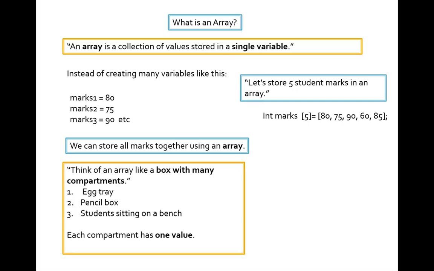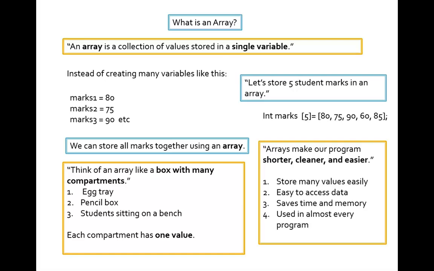So you can imagine an array like a box with many compartments. It could be a pencil box or an egg tray or students sitting on a bench. Each compartment has one value. Look, there are 5 compartments in the example. All 5 compartments have values associated with them. So arrays make a program shorter, cleaner, very precise and easier.